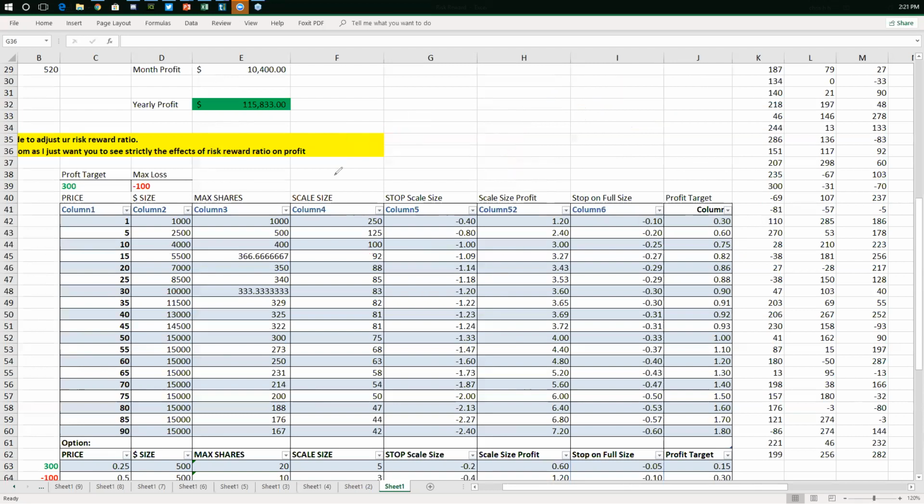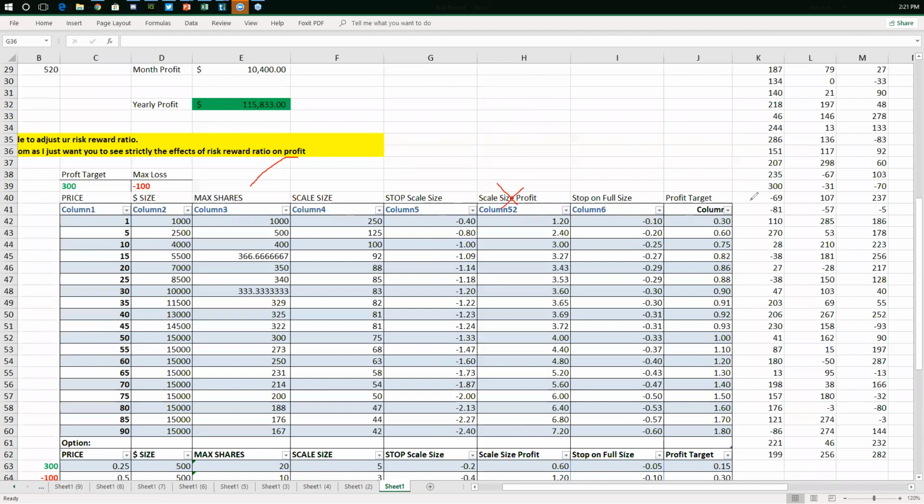Anyways, going back to the spreadsheet, let's talk about what you see here. We got the max dollar amount and max share size per trade. We got the scale size based off of the dollar amount you're willing to put in per trade. Stop on the scale size. Scale size profit I wouldn't worry about. Don't worry about this area here. Stop on your full size. So obviously if you take a $10 stock again, 400 shares, where does your stop go? Your stop would go 25 cents below your average.